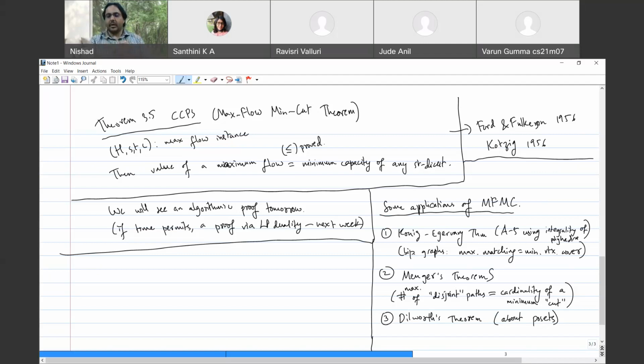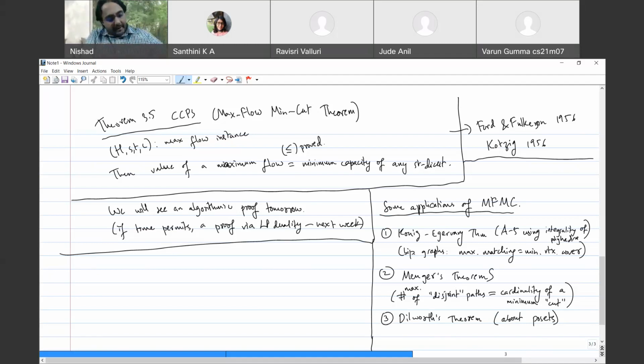I want to mention one cool thing. There is also a min-max result for non-bipartite graphs. Maximum matching is not equal to minimum vertex cover for general non-bipartite graphs. But there is a min-max result, which I'm not sure if we will have the time for. That one is not implied by MaxFlowMinCut. At least so far, we don't know if you can prove that result using MaxFlowMinCut.